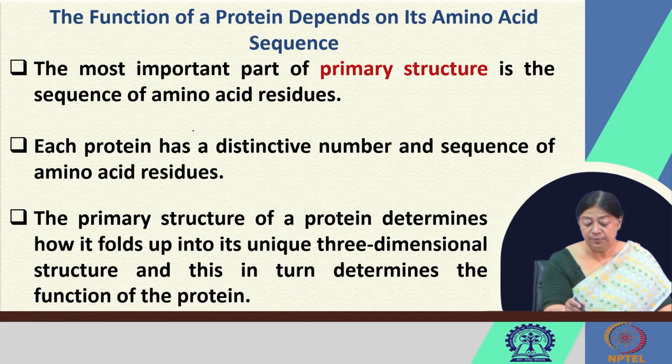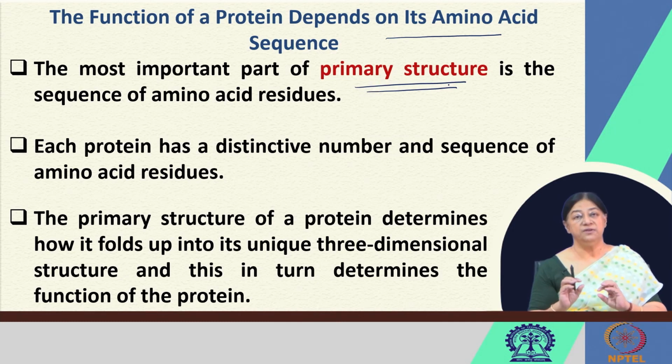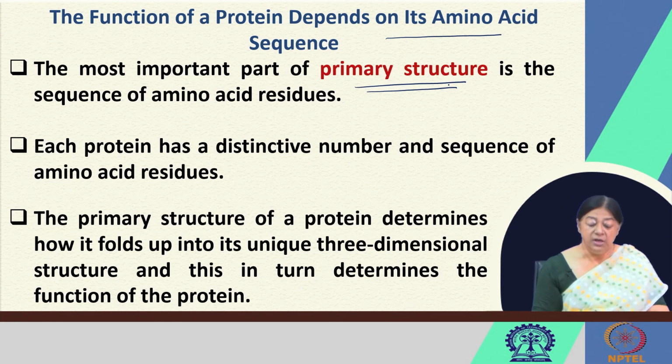So the function of a protein is going to depend upon its amino acid sequence, and the most important part here is the primary structure, which is the link of the different amino acids one after the other in forming the polypeptide chain. Each protein has a distinctive number and sequence of amino acid residues, and given that there is no limit to the number of amino acid residues that you can use in forming this polypeptide chain, you realize that there can be very many different proteins that can be formed.